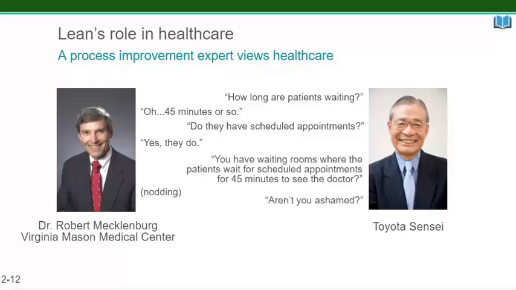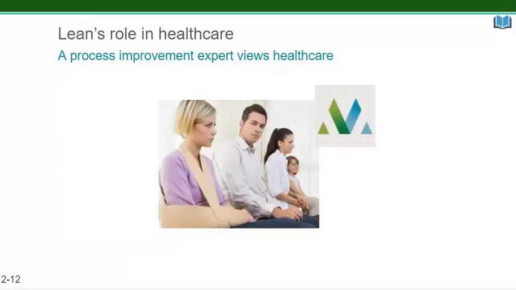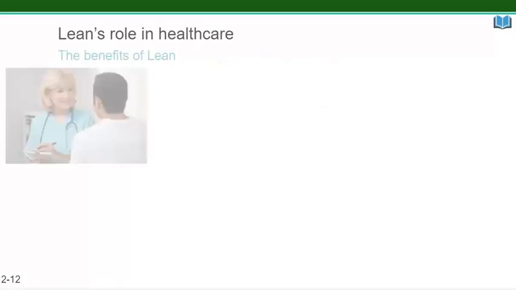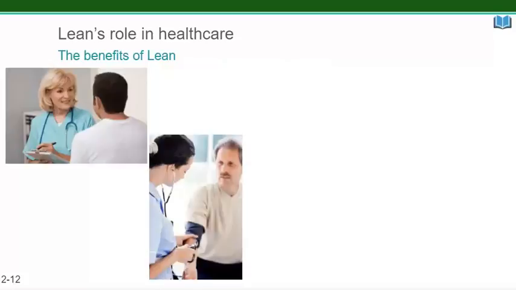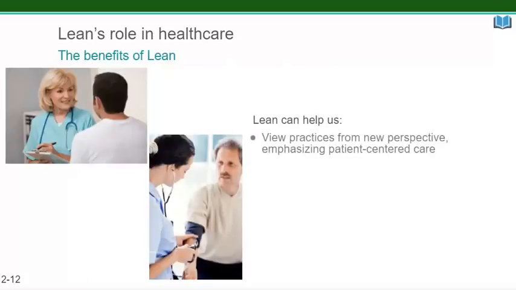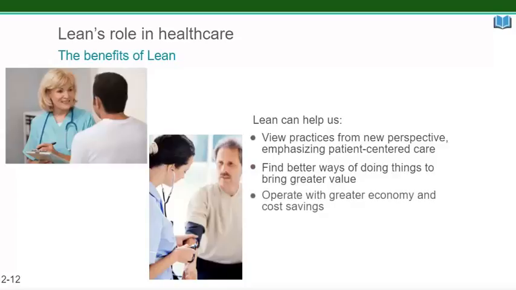That interaction led to a successful initiative within Virginia Mason to eliminate waiting rooms and patient waiting in many of their clinics. While we have to be careful to consider the uniqueness of our patients and the services we provide, Lean can help us view our practices from a new perspective that places great emphasis on patient-centered care. It helps us find better ways of doing things that bring greater value to our patients, while at the same time allowing us to operate with greater economy and cost savings.